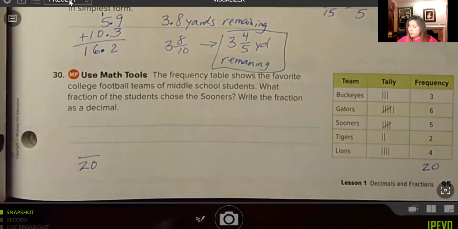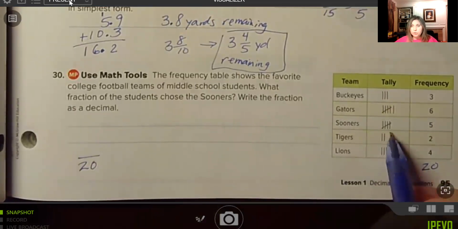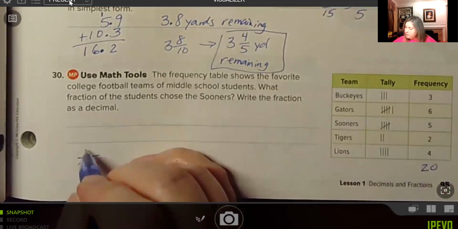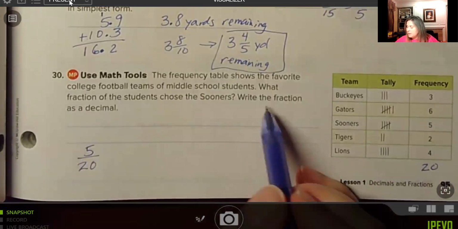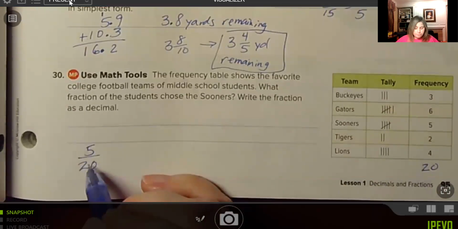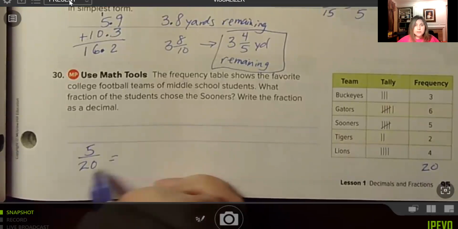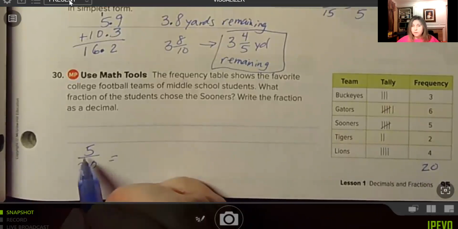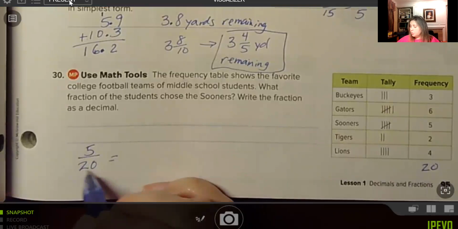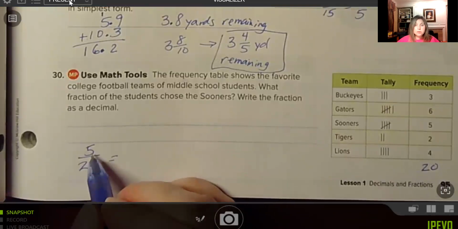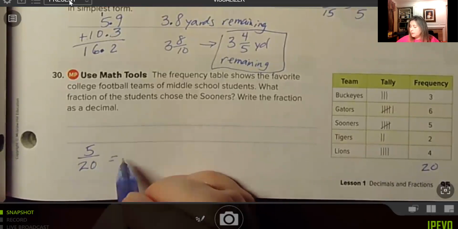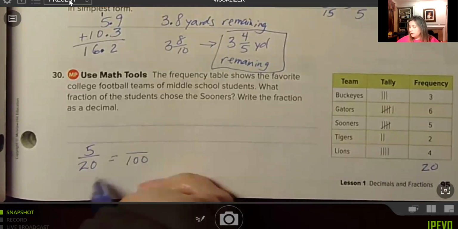And then we come over here to the Sooners and we see that 5 students chose the Sooners as their favorite college football team. So 5 out of 20. And we're asked to write that as a decimal. So we can go ahead and scale that up to hundredths. We can't scale it down to tenths because if we divide 5 by 2 here, we would get a decimal numerator, which we can't have.